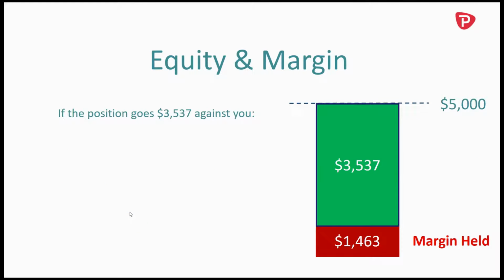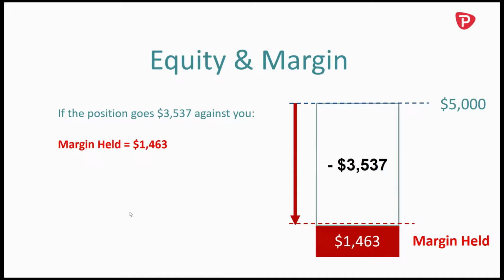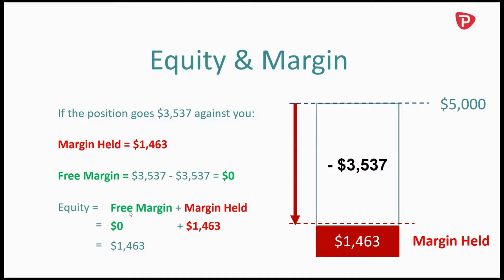Now, what happens if the position goes our entire free margin against us, or in this case, $3,537 against us? This will mean that our margin held would obviously remain the same, but our free margin will go to $0. And this would mean that our equity at this point, if we closed, would be $1,463. At this point, if our trade incurs further losses, a margin call event will soon be triggered.